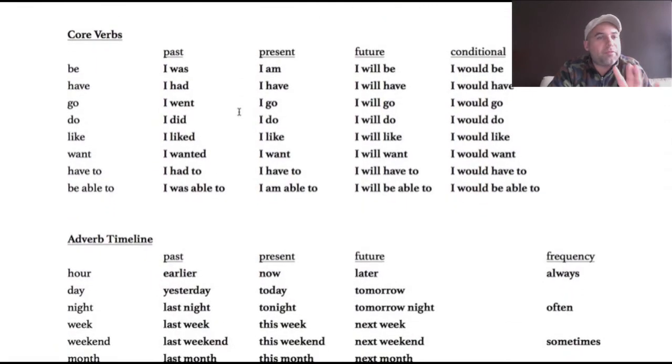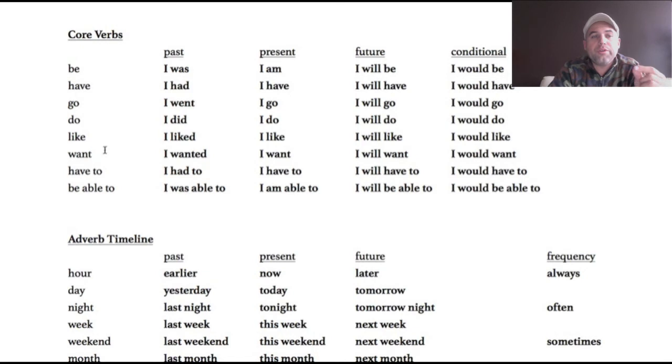Okay, next thing, very important, is your core verbs in this language. How do you use be, have, go, do, like, want, have to, and be able to? Still just first person for now. It's a short step from second person, third, and so on. But I want that too in past, present, future, and conditional, because this is like a bag of seeds. Verbs are seeds.